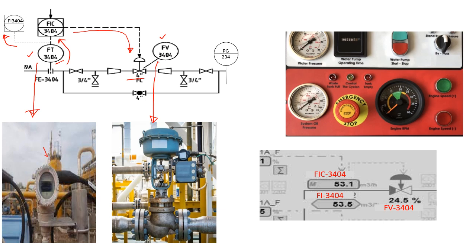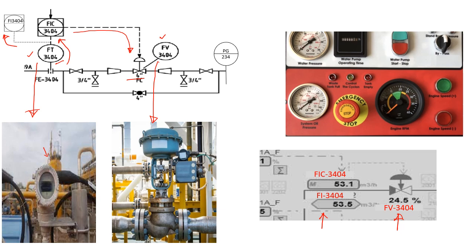This is an actual graphic display. If you see, this is how the 3404 is shown. Similarly, there is another flow indicator, FI3404, that is also shown in the graphics. And then the FV is shown in the graphics, right?